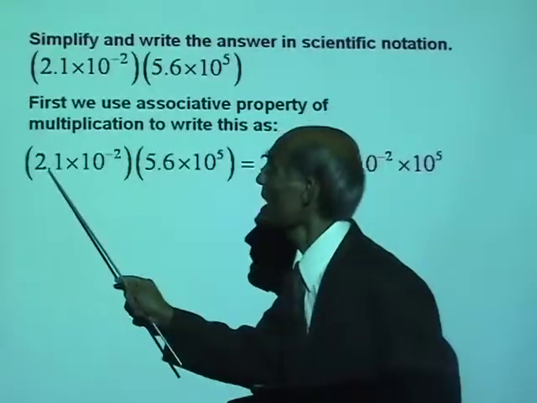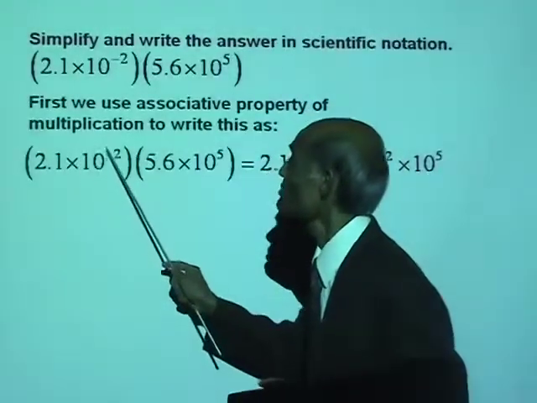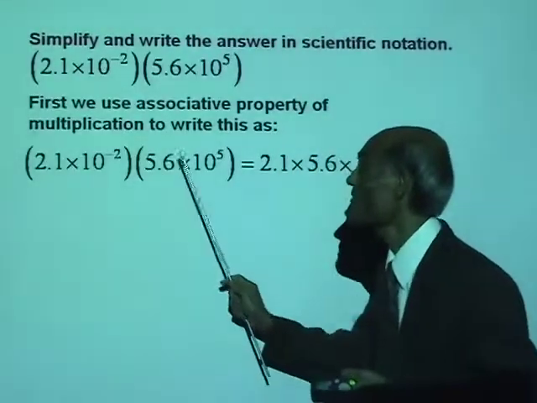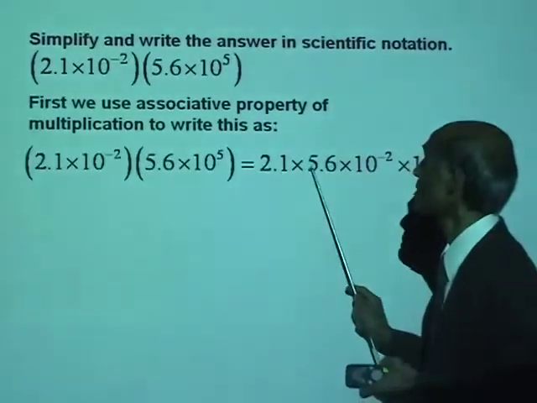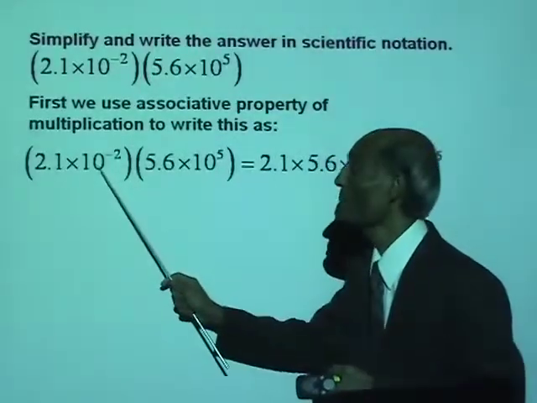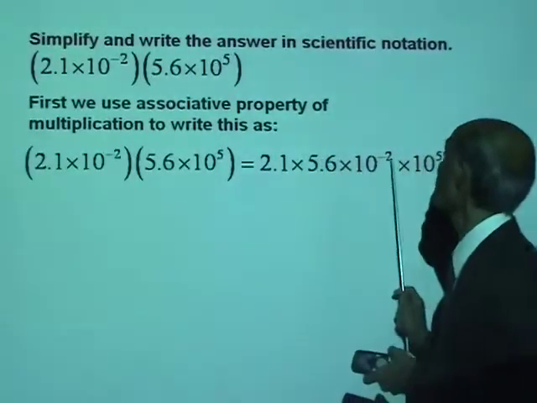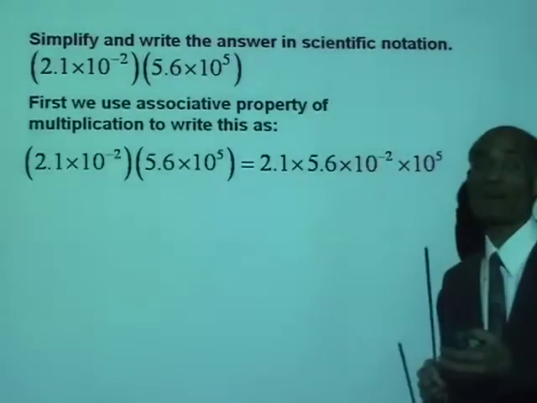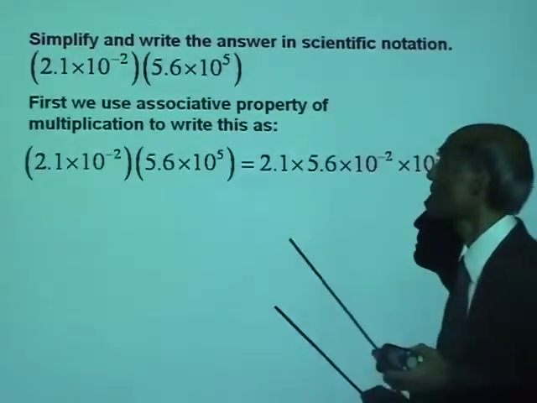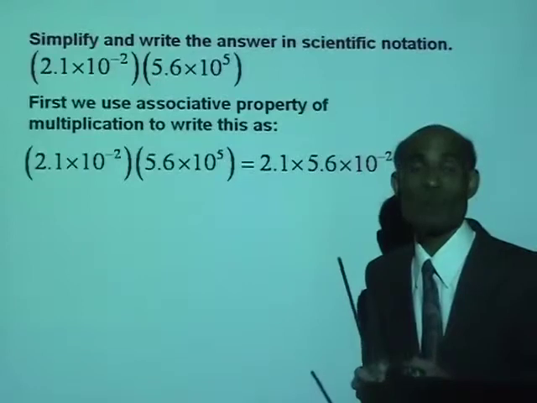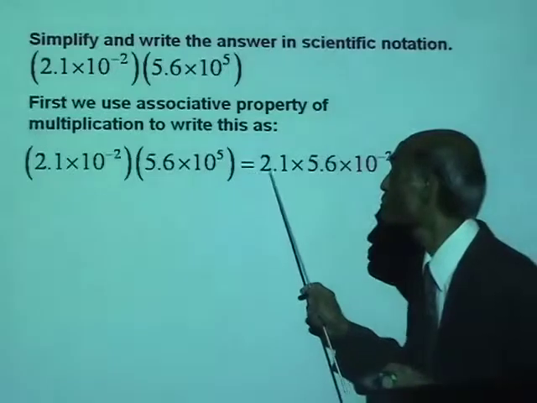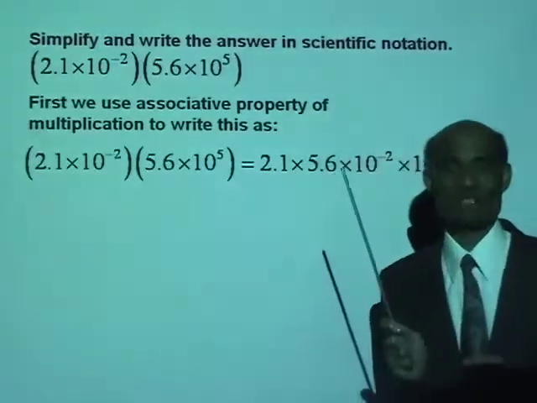So, look at the way I wrote it. 2.1 times 10 to the negative 2 multiplied by 5.6 times 10 to the 5. I wrote this 2.1 times 5.6. I put the numbers first. And then the base 10, 10 to the negative 2 multiplied by 10 to the power of 5. Well, you know how to multiply these two. What is 2.1 multiplied by 5.6? I want you to do it now. Now, stop the video and do this number and then come back and watch it.